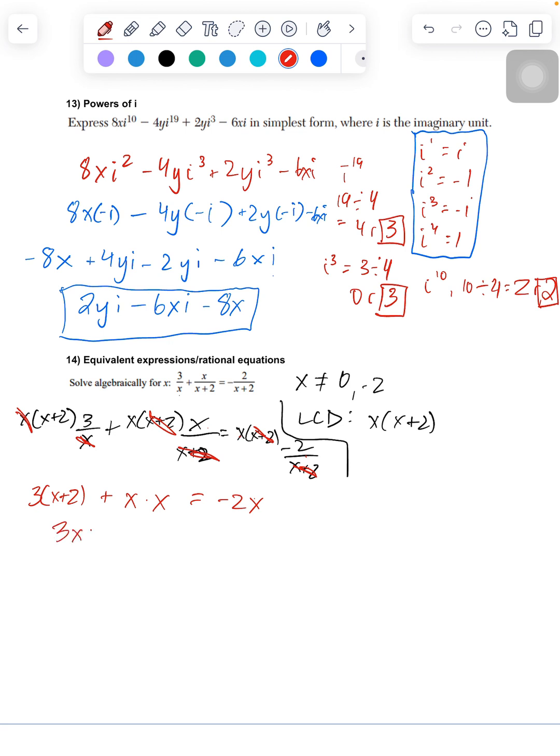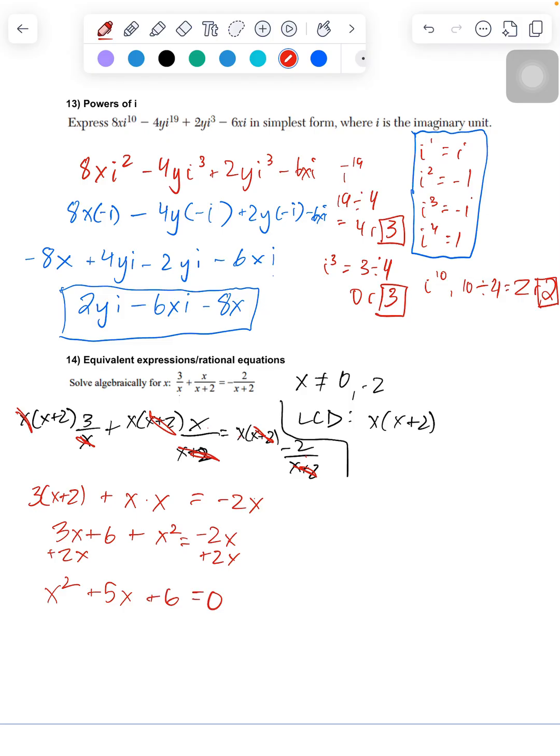So I get 3x plus 6 plus x squared minus 2x. This is a quadratic. I'm going to put everything to one side. Just going to add the 2x. I'm going to put the x squared to the front. X squared plus 5x, right? 3x plus 2x, I'm adding 2x to both sides. Plus 6 equals 0.